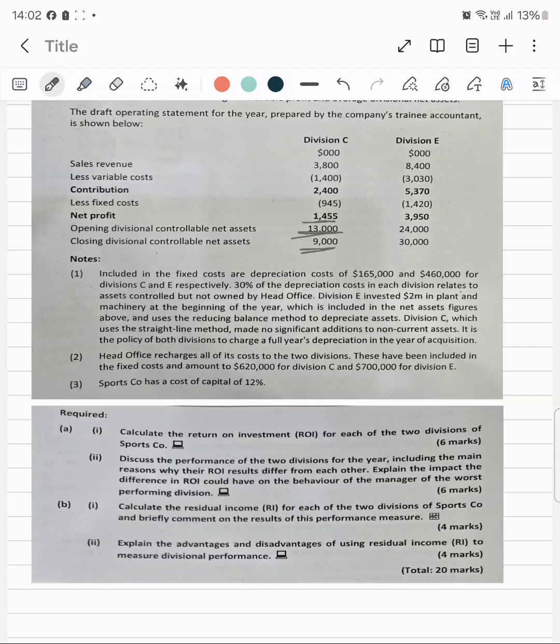Included in the fixed cost are depreciation costs of 1,65,000 and 4,60,000 for divisions C and E. 30% of the depreciation cost in each division relates to assets controlled but not owned by the head office. I had literally missed this information.